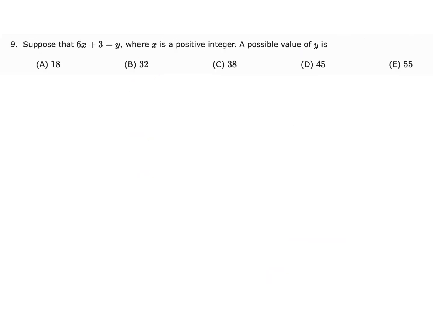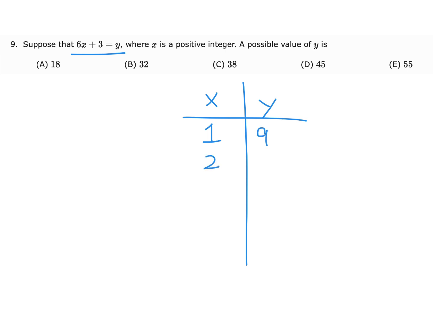Suppose that 6x plus 3 is y, where x is a positive integer. A possible value of y is. Well, let's see. We're looking for integer solutions, I guess. So this is the equation. So let's start with 1 for x, and let's see what we get for y. Well, that's going to be 6 plus 3, so 9. If I put 2 for x, that's going to be 12 plus 3, 15.